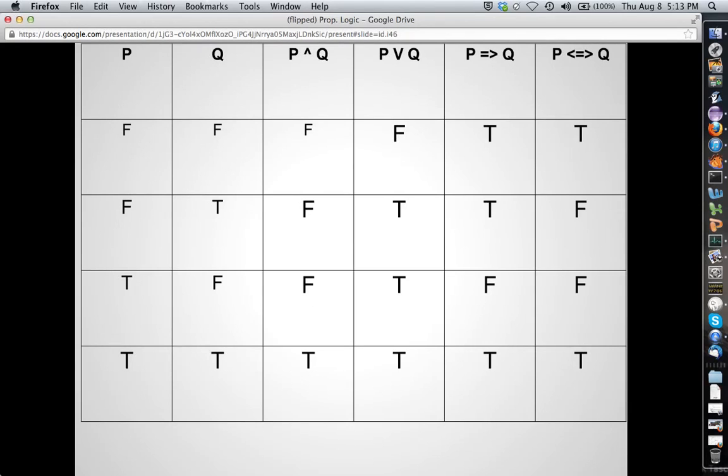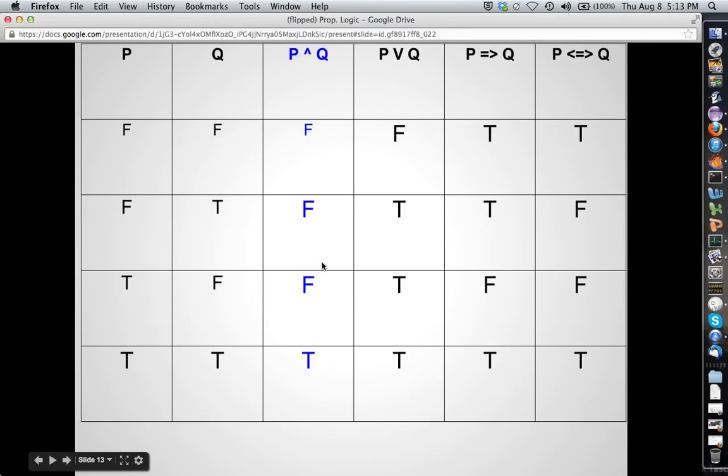So here we have the four major different operations that we just talked about: and, or, material implication, and if and only if. We're not showing not, obviously. If P is true, not P is false, and if P is false, not P is true. So that's not really a complicated one. We've got P and Q, and here we've got P and Q. So I went ahead and broke these out and highlighted each one in blue.